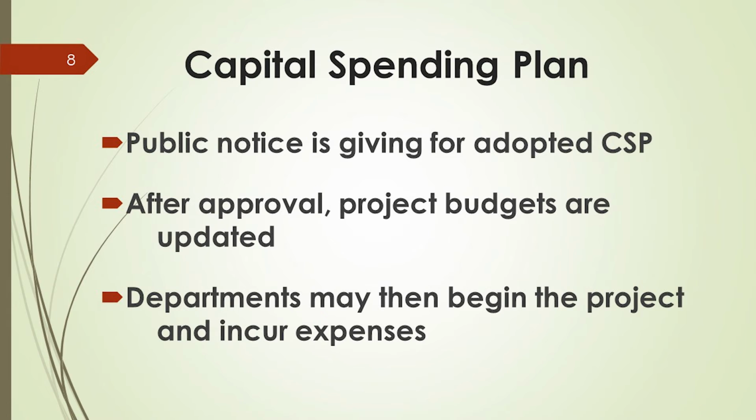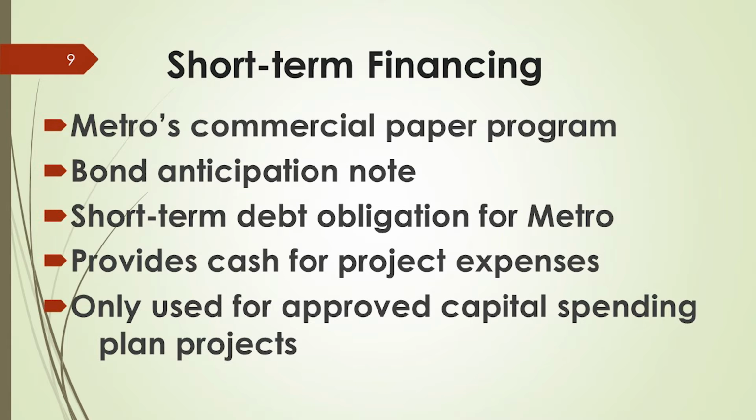Once a capital spending plan has been adopted by council, a public notice is placed in a newspaper. Accounting records are updated for the approved budget for each project, notice is provided to the responsible departments, and projects may begin. At this point, financing of individual projects has not started, but the authority has been given to incur expenses. Metro uses its commercial paper program to initially fund project expenses.